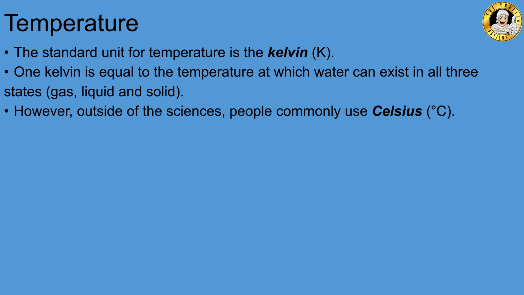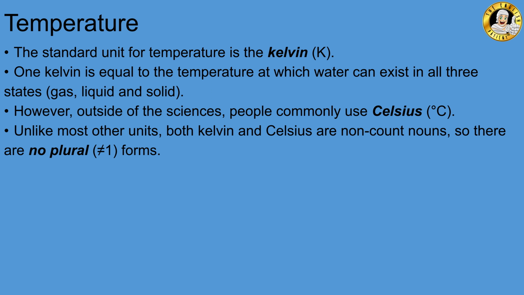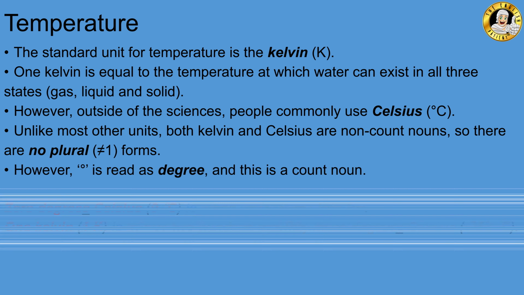People will commonly instead, at least in the metric world, use Celsius. Notice it's with a capital C, and it will often be shown with a little 0 in superscript before the big letter C. Now, unlike most other units, both Kelvin and Celsius are non-count nouns. So there are no plural forms, so you're not adding S. Celsius already ends in an S, that's possibly why. And for Kelvin as well, we don't add an S here.